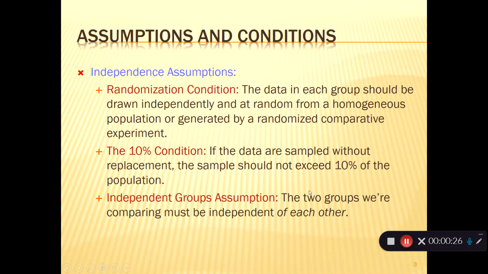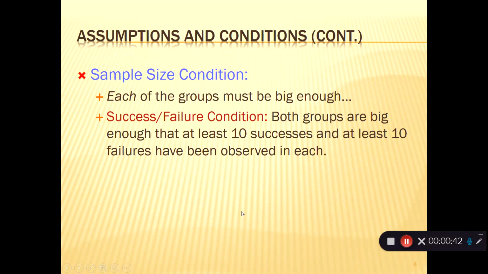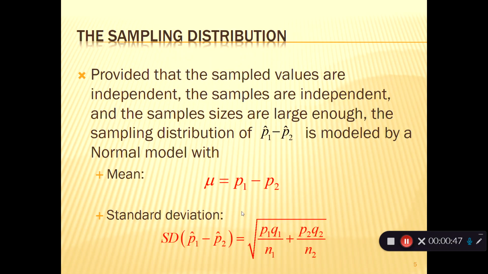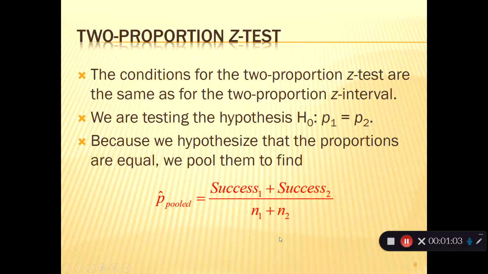The assumptions and conditions are the same for both the confidence interval and for a hypothesis test. We need to have data that is collected using some randomization procedure. It's no more than 10% of the population. The two groups are independent of one another, and there are at least 10 successes and 10 failures in each of the groups. So if that's the case and our sample sizes are large enough, then that sampling distribution of the difference between the proportions will have a mean at the difference of the population proportions and the standard deviation given by the formula we talked about.